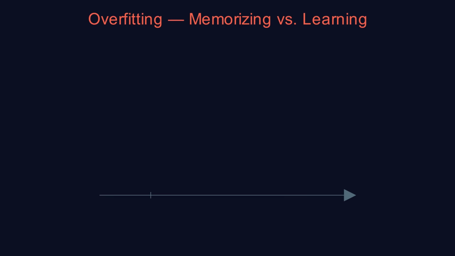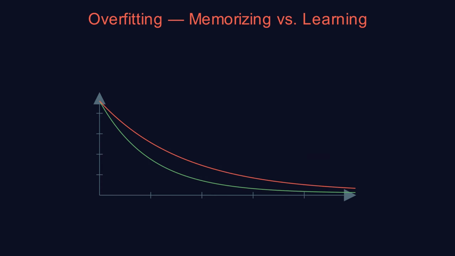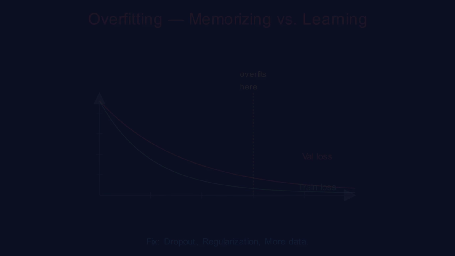As training goes on, watch the validation loss. Training loss keeps falling, but validation starts rising. That's overfitting. The model memorizes instead of learning. To fix it, dropout turns off neurons, L2 shrinks large weights, and more data helps.